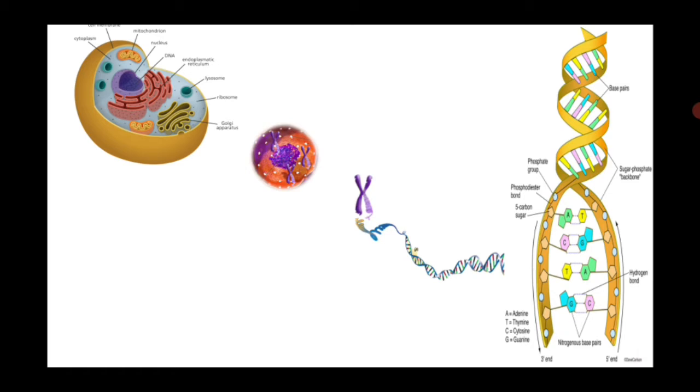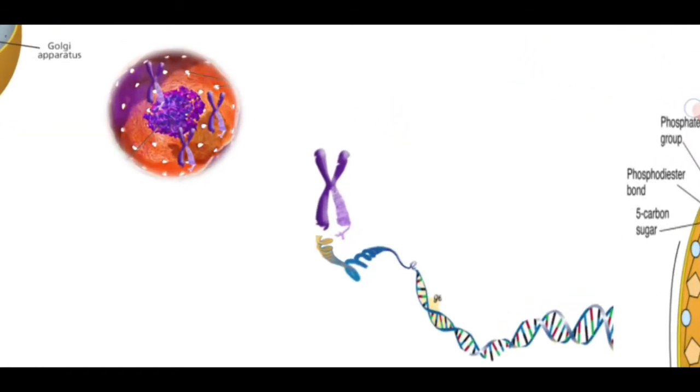So in our chapter we are going to discuss all these things. First we will see what is meant by chromosomes, where these chromosomes are situated, what their structures are and what their different types are. Let's see the structure of a chromosome.